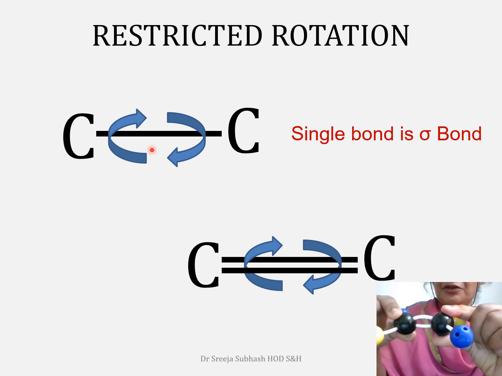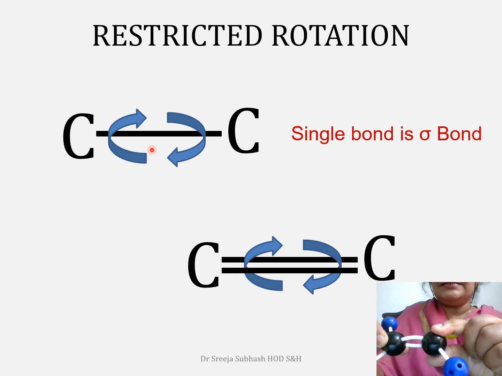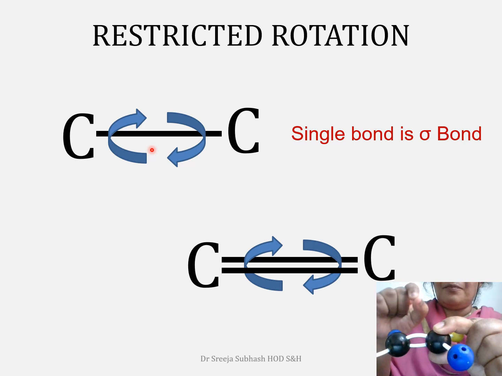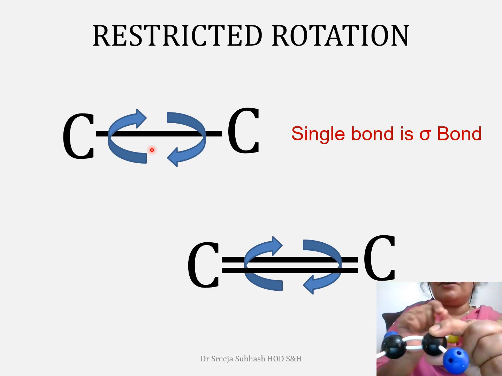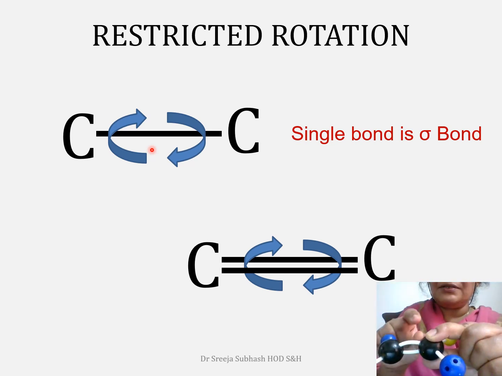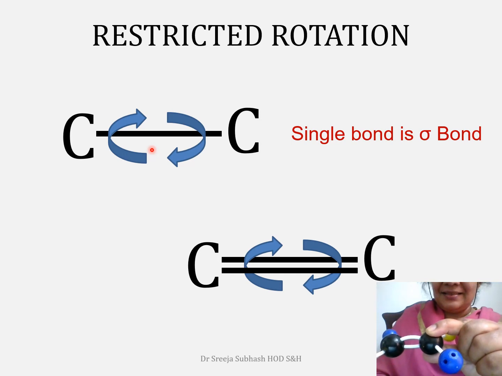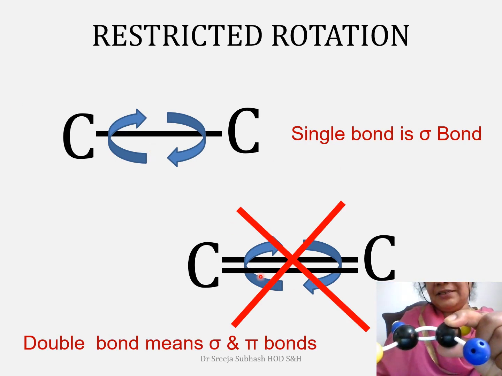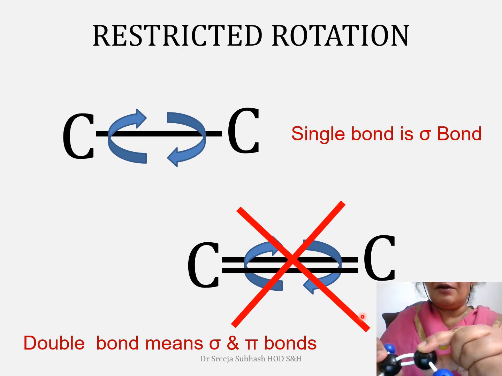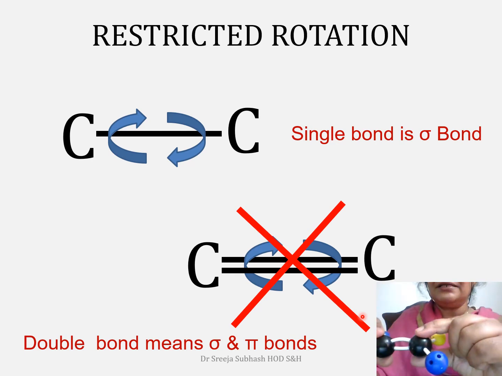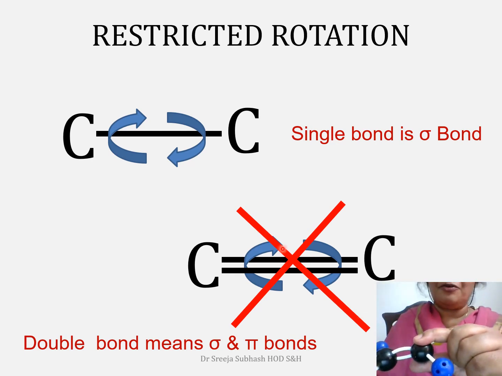Now suppose you are trying to rotate it. There is restriction. That is because when you have a double bond, one of the bonds is a pi bond. It's not planar as in the case of a sigma bond. This pi bond causes a restriction. It is not on the plane of the molecule, it is perpendicular to it, and hence we do not have free rotation. You can see over here I have shown it as a cross. We cannot have a free rotation about a carbon-carbon double bond, and that is why we call it restricted rotation.